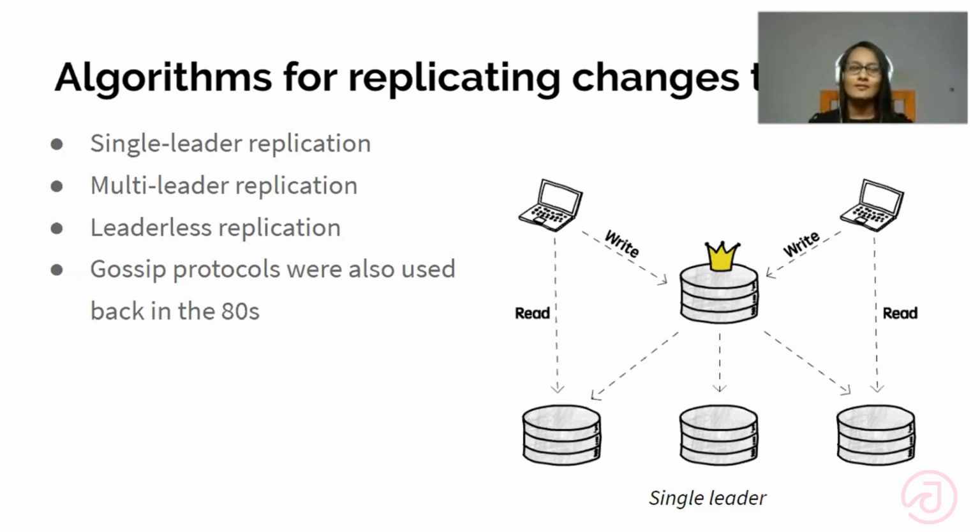So in single leader replication, you have one node which is chosen as the leader, and all other replicas are called followers. And all the writes that are made by the application are made only on the leader and eventually propagated to its followers. Other mechanisms are multi-leader and leaderless replication, and you can read more about these in detail. Also, you have gossip protocols, which are pretty interesting and cool, and they were used back in the 80s for replicating changes to the copies.